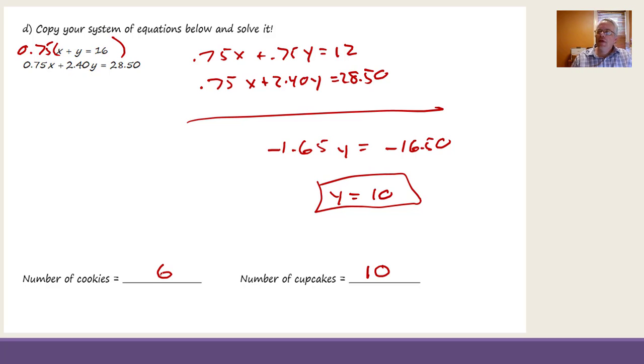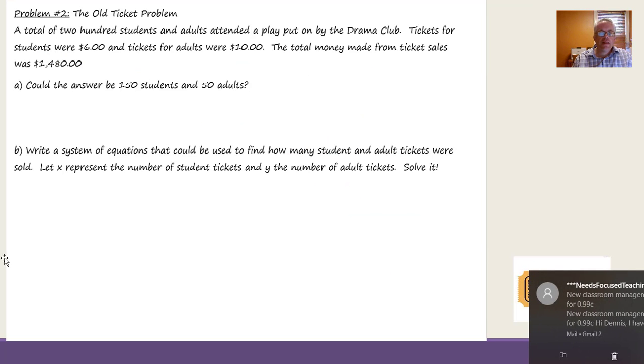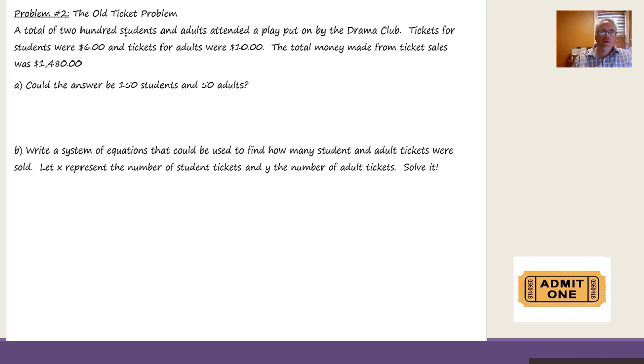Okay, now that takes some experience to get good at writing equations for a problem and solving it. So don't worry if this is new to you, you'll get it. All right, here's our second example. This is the classic ticket problem. These problems are asked all the time. So we have a total of 200 students and adults who attended a play put on by the Drama Club. Tickets for the students were $6 and tickets for the adults were $10. The total money made from the ticket sales was $1,480.